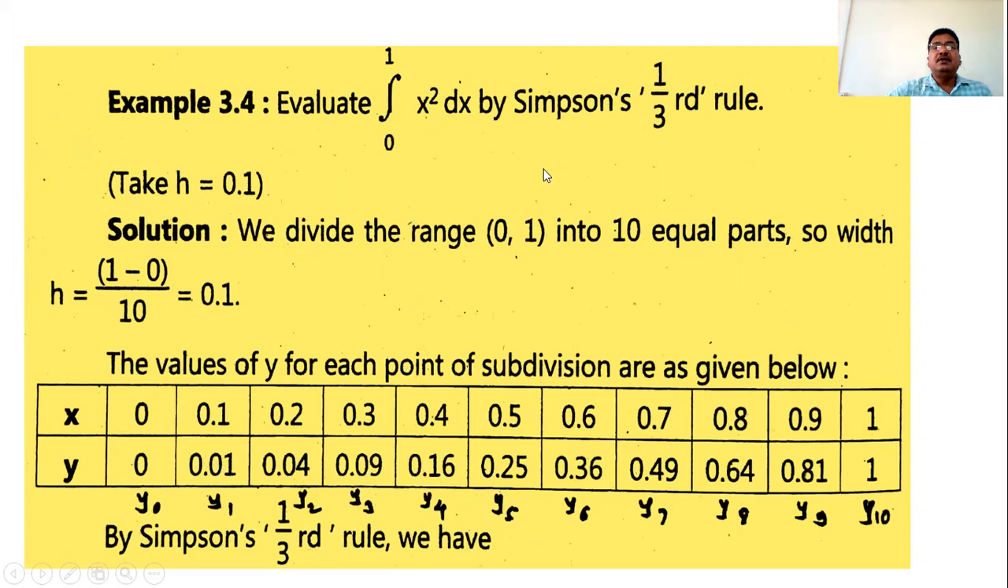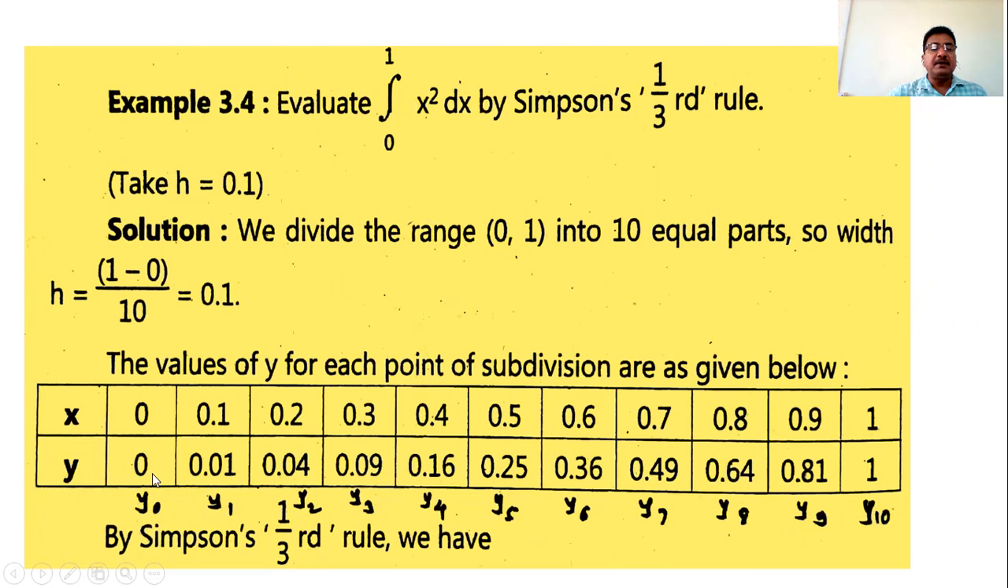Here the number of strips is not given but h is given. If h is also not given and the number of strips or sub intervals is not given in the problem, then we decide how many sub parts to divide the range into, and then name these points y0, y1, y2, y3 up to y10. So these are the values of y or fx. What is the function fx? fx is x square. Here write fx equals x square, or y equals x square.